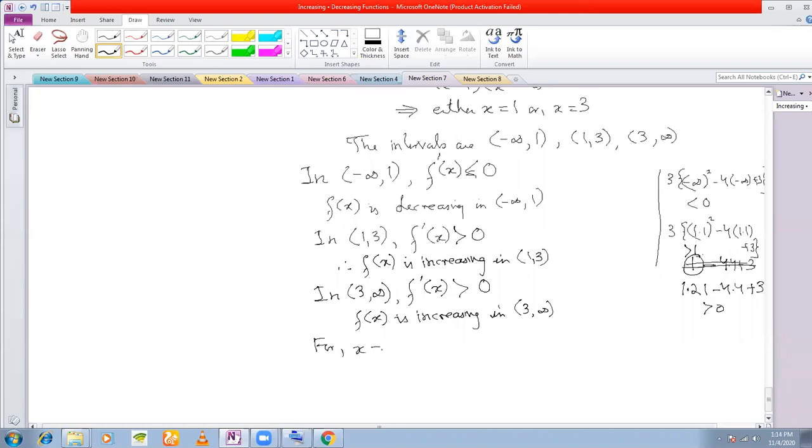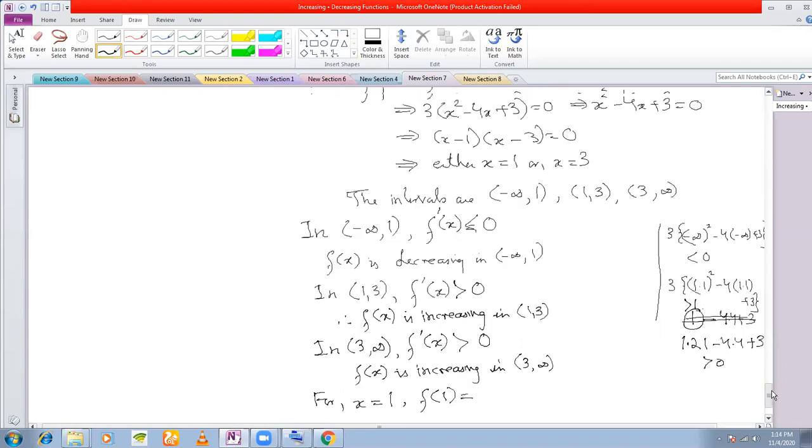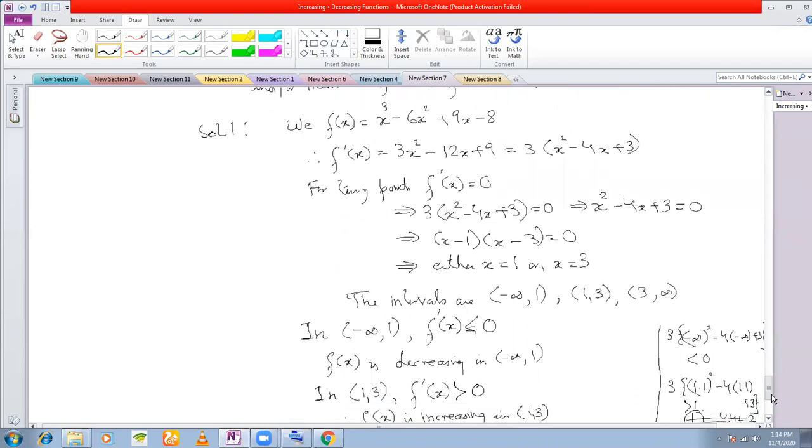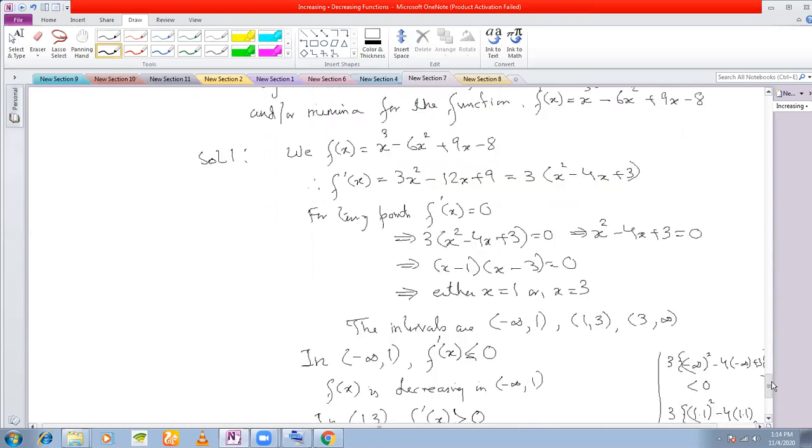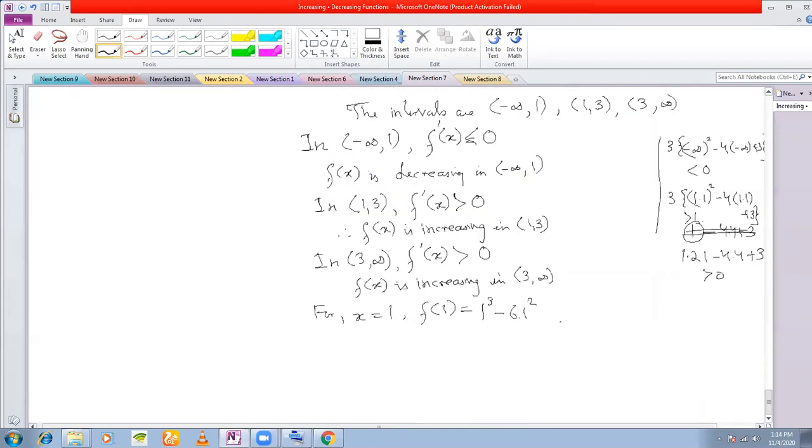For x is equal to 1, f(1) is how much? 1 cube minus 6 into 1 square plus 9 into 1 minus 8. So how much does it come to? 10 minus 14 comes to minus 4.